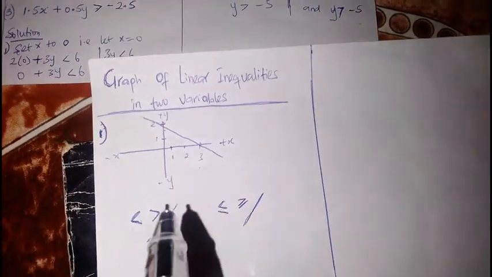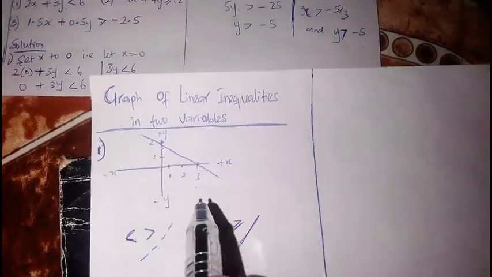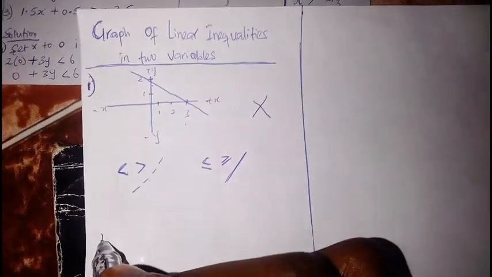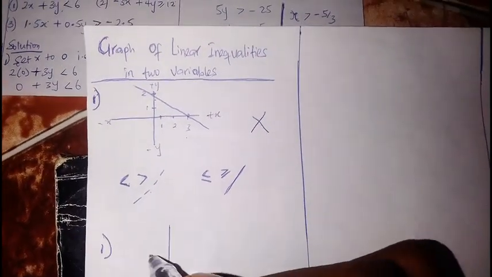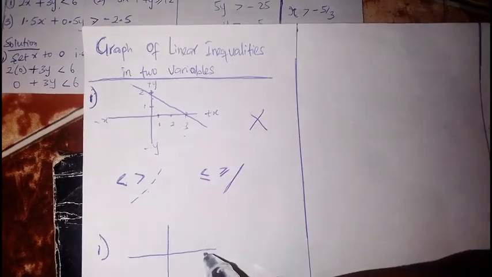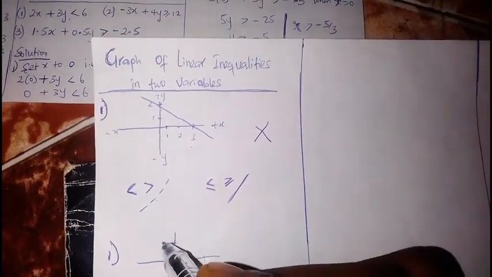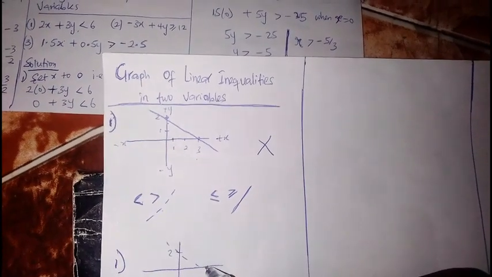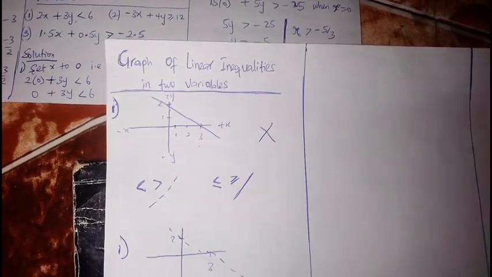So it means there is a mistake in this question. This representation is wrong. Now, how do I represent it perfectly well? I'm going to have it like this. Just make sure your graph is straight.